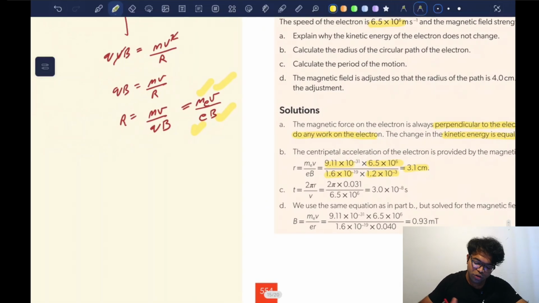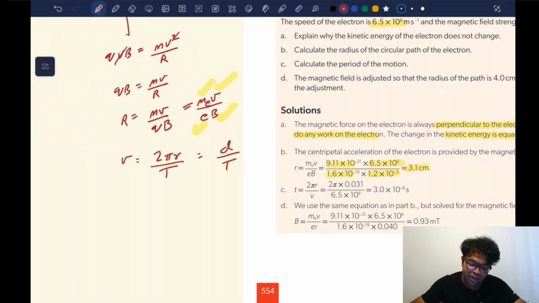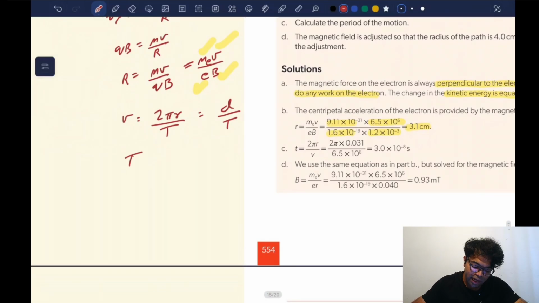Now, for a circular motion, we know that velocity is equal to 2 pi r upon T, where T is the time period, the time taken to complete one revolution, and 2 pi r is the total distance covered by the particle. This is nothing but distance upon time. It is just a distance upon time formula. 2 pi r is the circumference of the circle in which the electron is revolving. So we can say that time period is equal to 2 pi r upon v. Am I right?